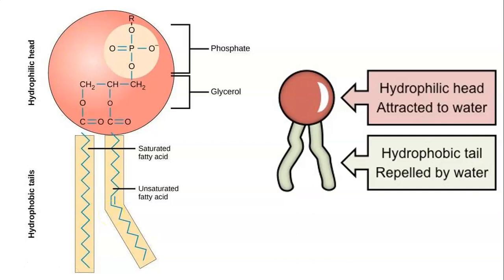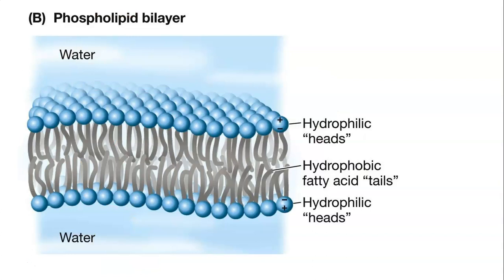And the fact that it has this schizophrenic character is all important, because look what it does. It lines up into a bilayer. The water-loving parts face outside of the cell. This is the extracellular fluid. And the water-loving parts also face inside of the cell, because the interior of the cell is watery fluid.